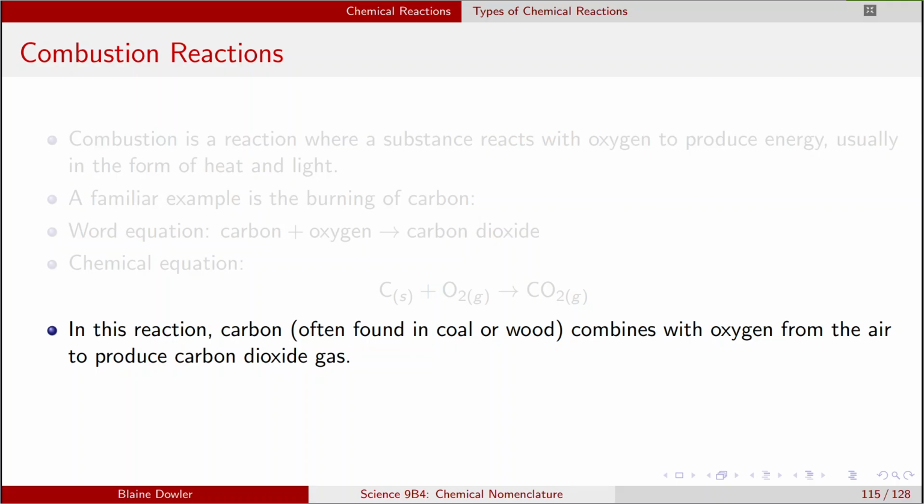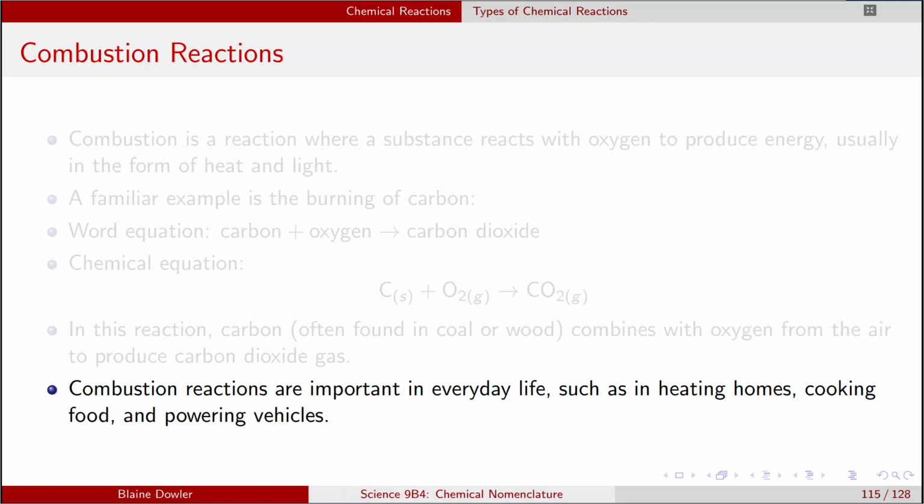In this reaction, carbon, which is often in coal or wood, combines with oxygen from the air to produce carbon dioxide gas. So combustion is burning, it's fire, it requires oxygen. Combustion reactions are important in everyday life, such as heating homes, cooking food, and powering vehicles.